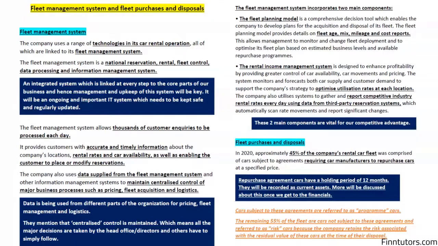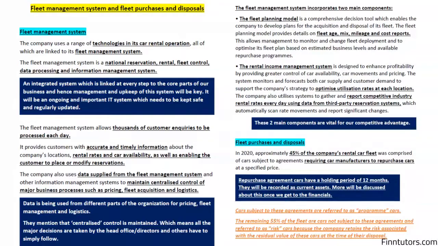Cars subject to these repurchase agreements are called program cars. So if they say program cars as part of the question, as part of the mock question, or anywhere, if I say program cars, you must know that I'm speaking about the repurchase agreement cars.